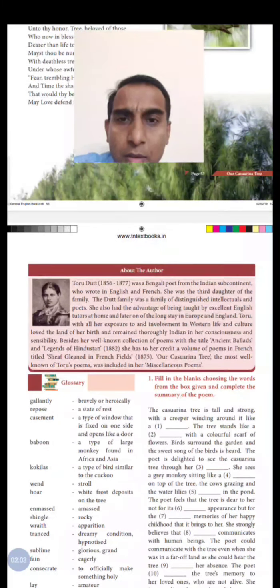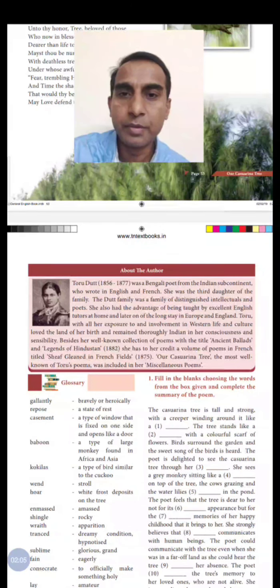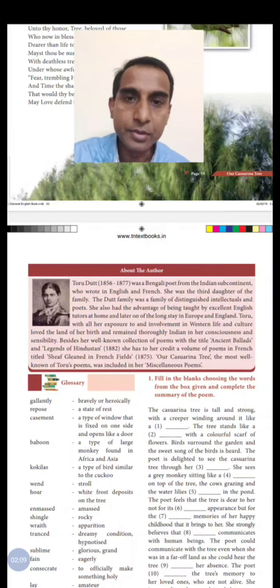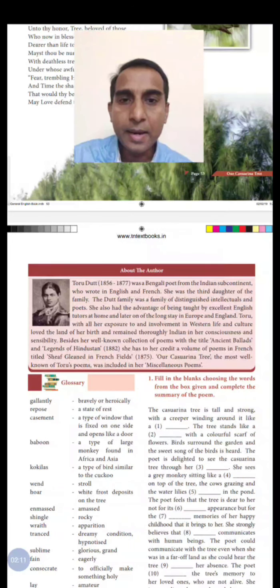Toru Dutt, who lived between 1856 and 1877 during the 19th century, was a Bengali poet from the Indian subcontinent who wrote in English and French as well. She was the third daughter of the family. The Dutt family was a family of distinguished intellectuals and poets.